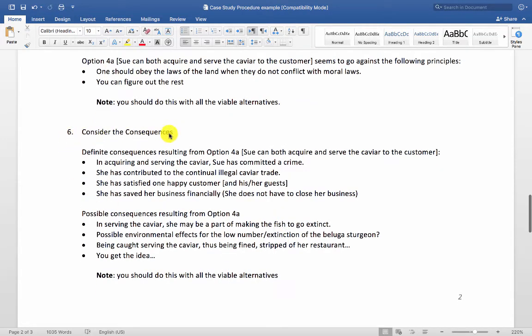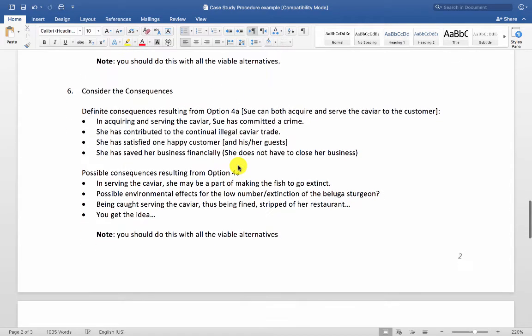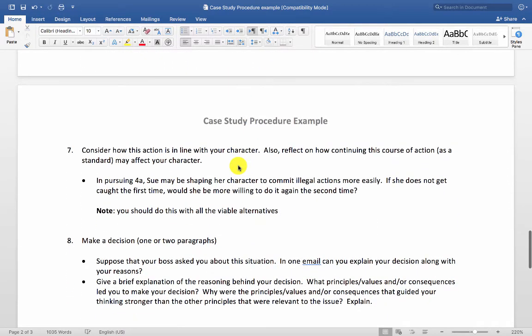Now, 6, consider the consequences. Definite consequences resulting from 4A, right, is that in acquiring and serving the caviar, she has committed a crime, contributes to blah, blah, blah. So notice these are definite consequences and possible consequences. Serving the caviar may be part in making the fish go extinct, possible environmental effects, being caught serving caviar, being fined, stripped of a restaurant, blah, blah, blah. You get the idea. And you would do this with all the 4B and 4C. Okay.